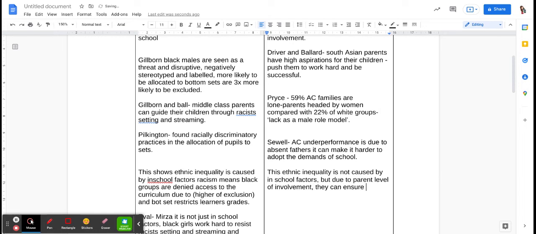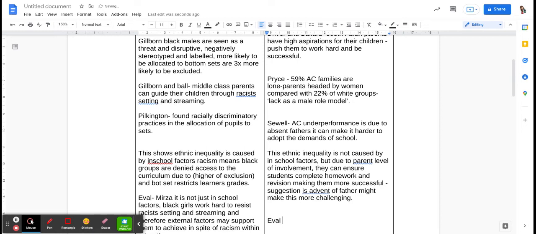They can ensure students complete homework, revision, making them more successful. It's parental involvement. Parents can be a positive resource. They can encourage their children to complete homework and revision, making them more successful. The suggestion is that an absence of fathers might make this more challenging. However, first of all, for Pilkington, we can't generalise.